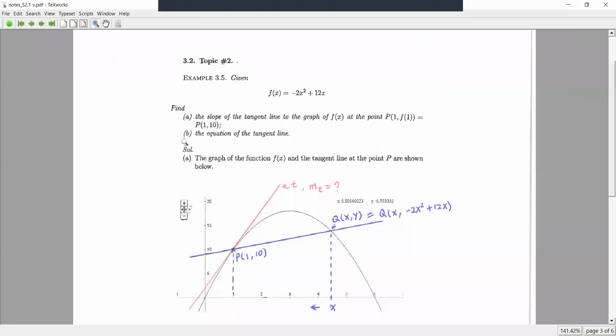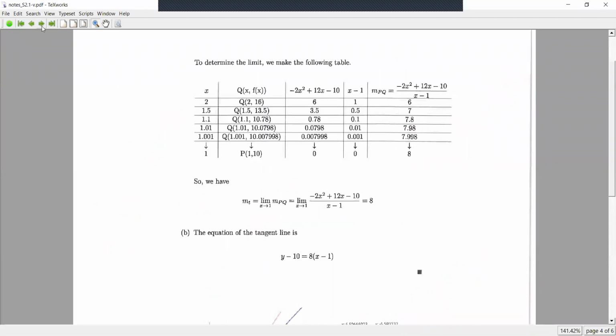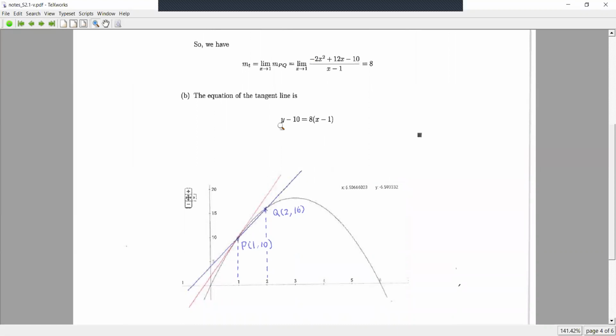Part B of this example. Write down the equation of the tangent line. From part A, we obtained the slope of the tangent line. It is 8. Now we have the slope of the tangent line, and we also know one point on the tangent line, point P. Then by the point slope formula, we can write down the equation of the tangent line. The answer is here. y minus y1, y1 is 10, is equal to the slope. The slope of the tangent line is 8, times parenthesis x minus x1. x1 is 1. So this is the equation of the tangent line, the red line.